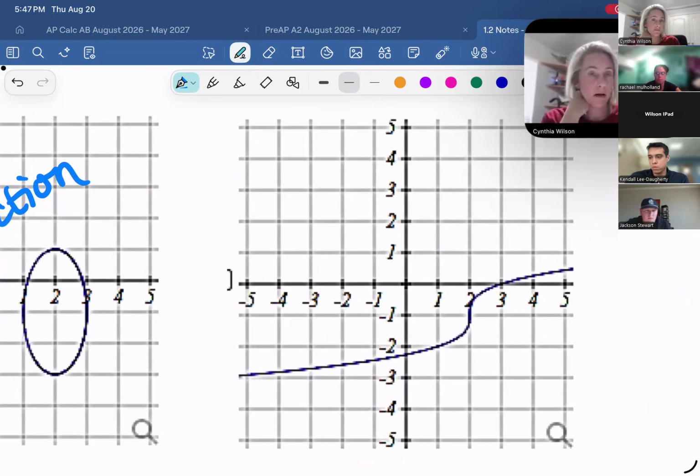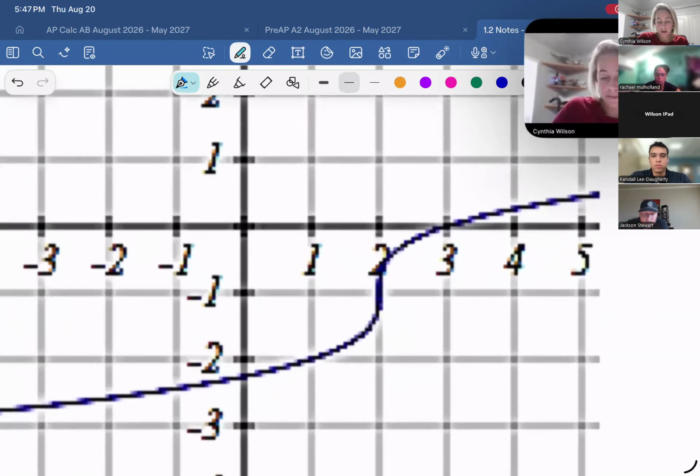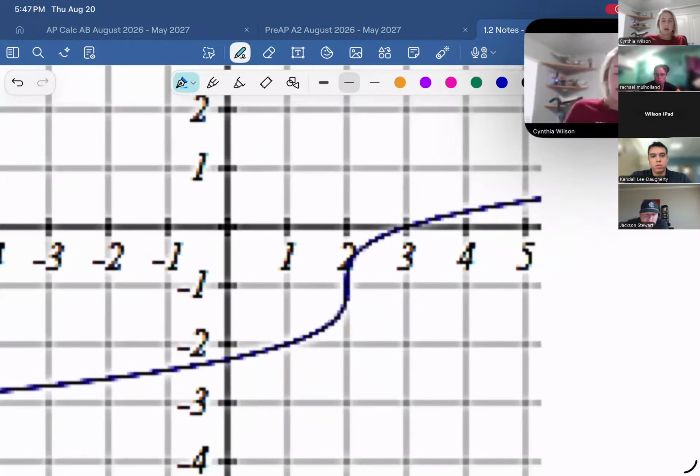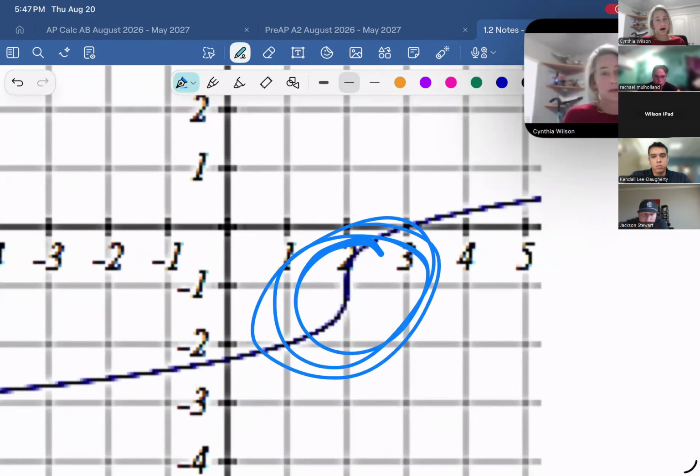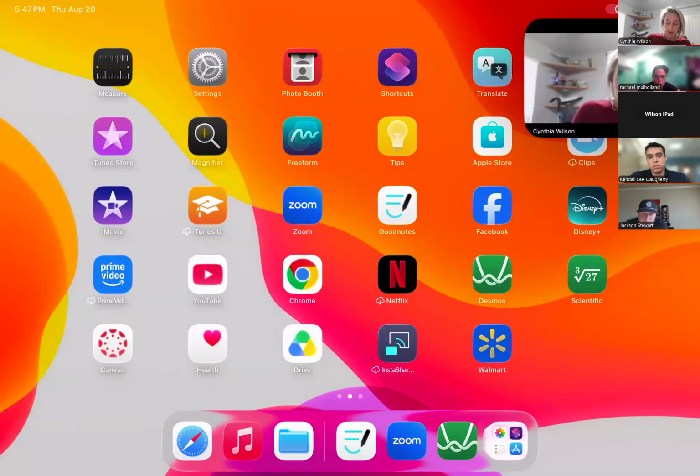Okay. Next one. Is it a function? And is it one-to-one? All right, I think this one is messing with some of you a little bit. So this is a function, and I know it's so hard to tell right here. So I'm going to put a similar graph in the Desmos graphing calculator and zoom in a little bit.